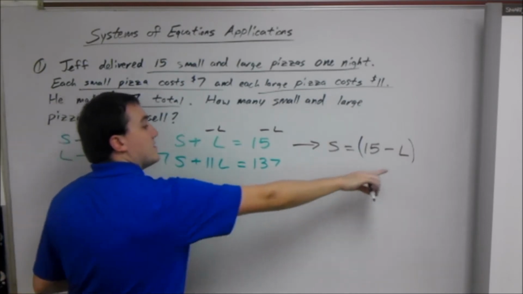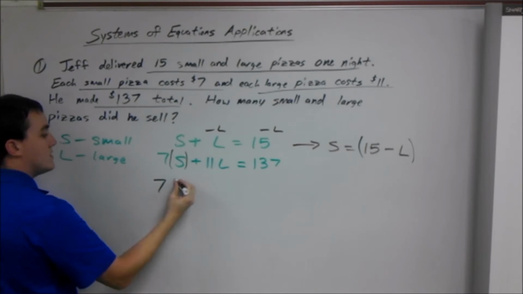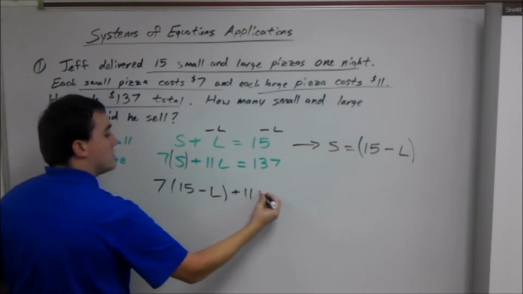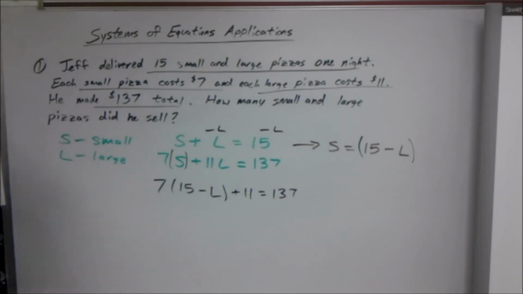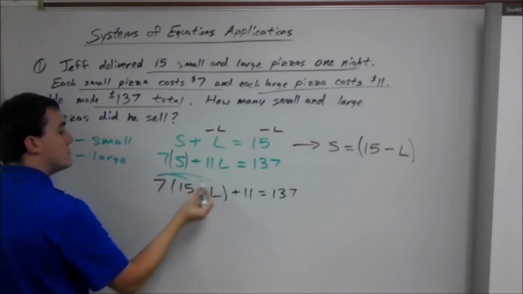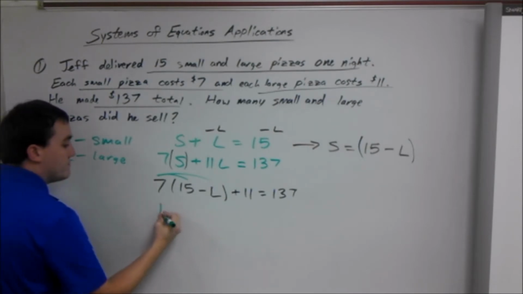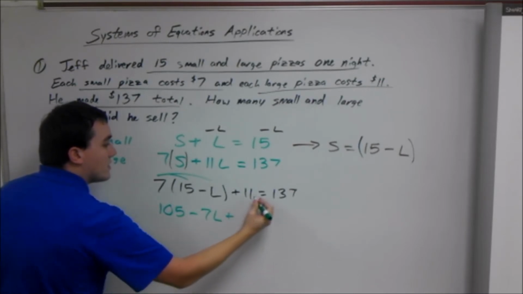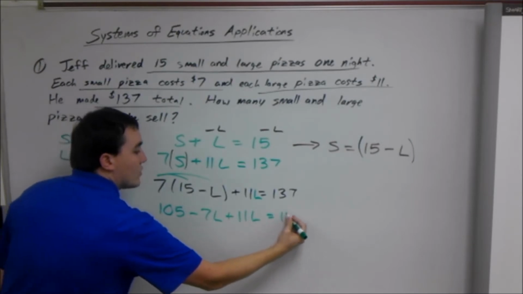So what we do is we can take 15 minus L using substitution. And we know S is 15 minus L, so we take that and put it here. So we get 7 times (15 minus L) plus 11L equals 137. And we distribute and solve like normal. So we get 7 times 15, and we distribute that. 7 times 15 is 105 minus 7L plus 11L equals 137. Oh, I forgot an L there.